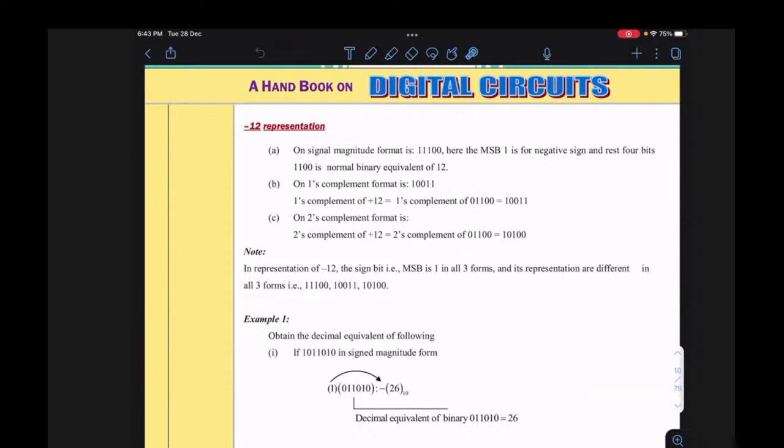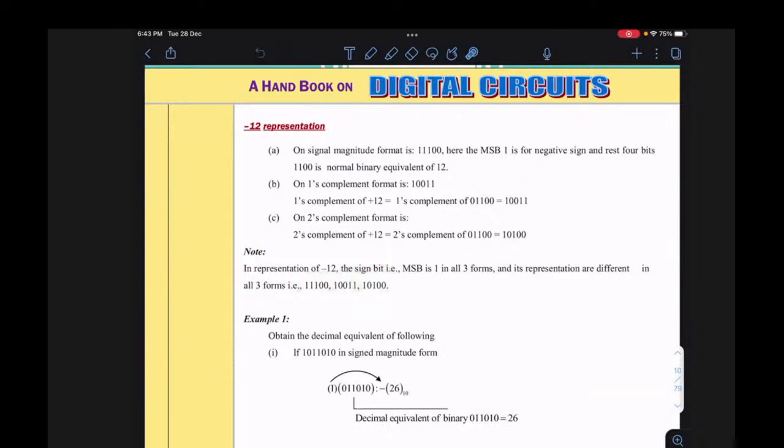So in the representation of minus 12, the sign bit at the MSB is 1 in all three forms, and the representations are different. So minus 12 can have three representations: one in sign magnitude, one in 1's complement, and one in 2's complement. So you have to read the question very carefully.